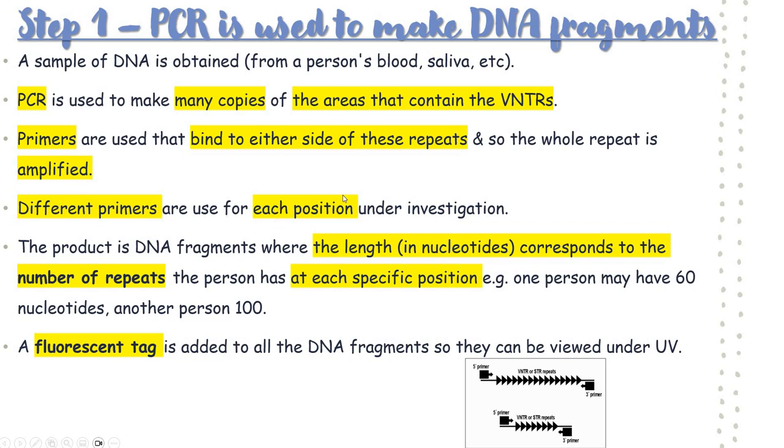Different primers are used for each position under investigation, and the product is DNA fragments where the length in nucleotides corresponds to the number of repeats the person has at each specific position. So for example, one person may have 60 nucleotides and another person may have 100. A fluorescent tag is then added to all the DNA fragments so they can be viewed under UV.